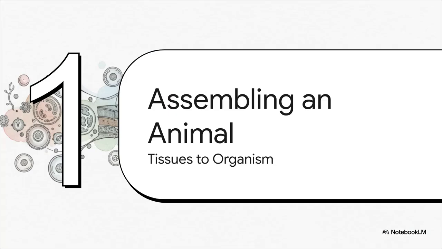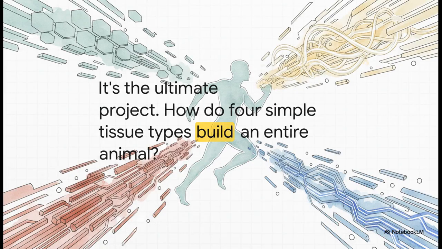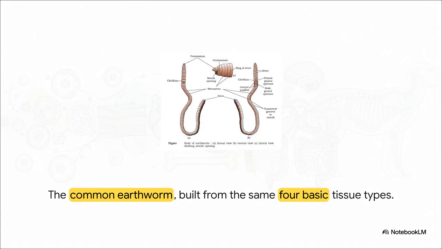Okay, so we have our four fundamental materials: epithelial, connective, muscular, and neural. But how do these four simple ingredients come together to build a complete, functioning animal? It really is the ultimate assembly project. So to see how it works, let's circle all the way back to our very first example. Remember the earthworm? It might seem simple, but it is built from the exact same 4 tissue types we've been talking about. Its outer skin is epithelial tissue. It moves using layers of muscle tissue. It has a simple neural system to sense the world around it, and it's all held together by connective tissues. See? The same blueprint, just a very different final building.